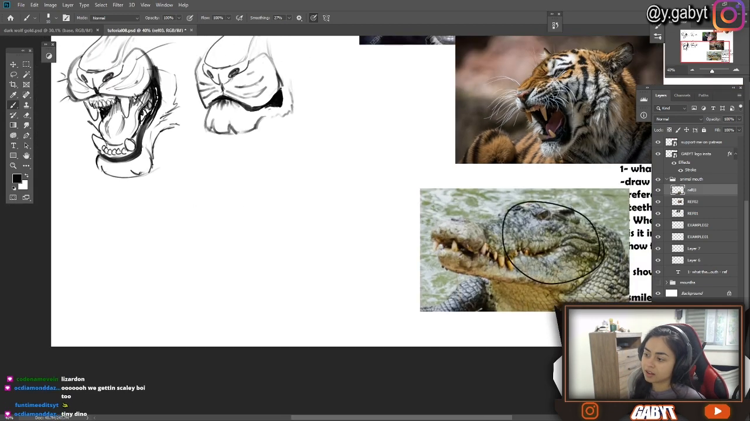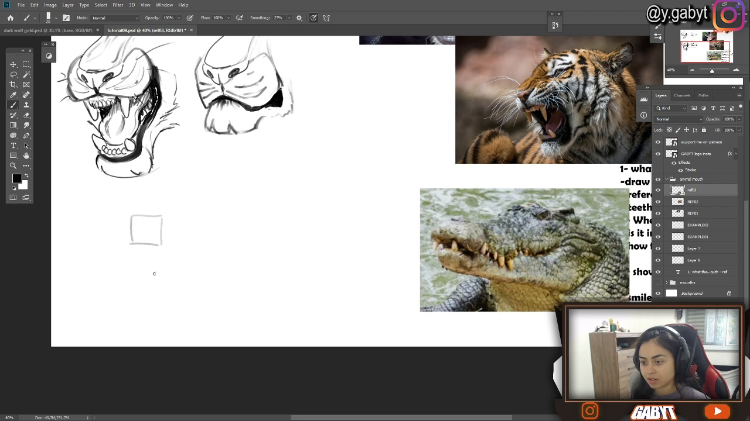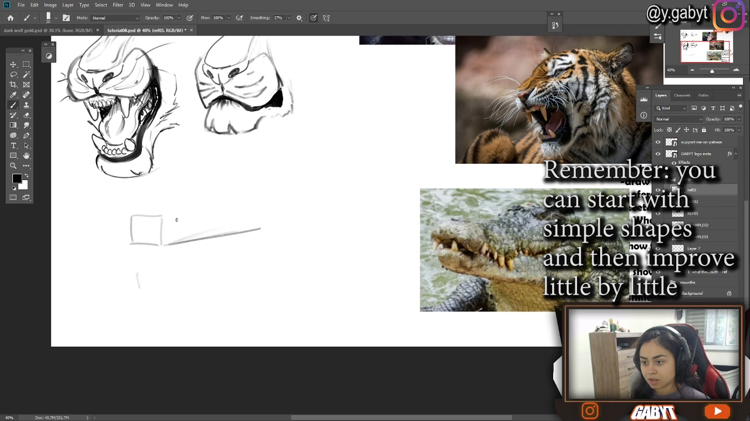Big head, and then the triangle just gets smaller. Okay, rectangle here, and make the rectangle get bigger on the side, okay?